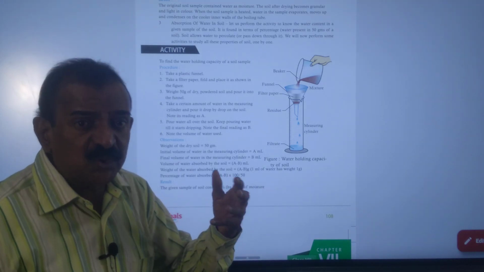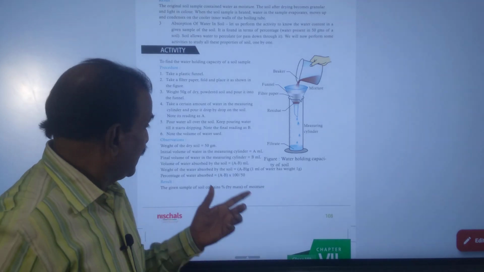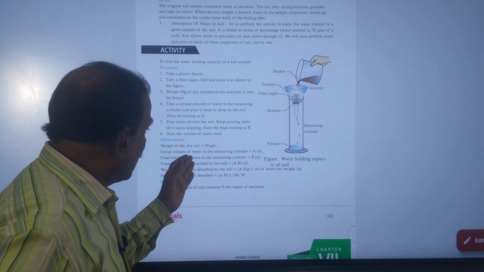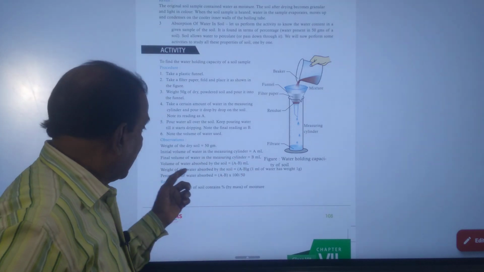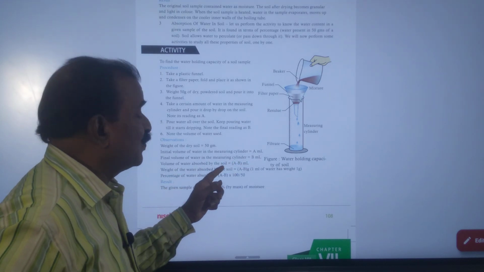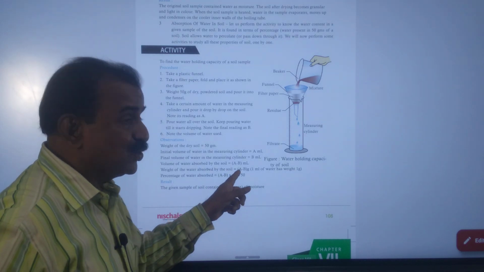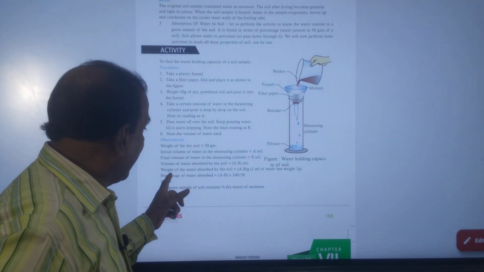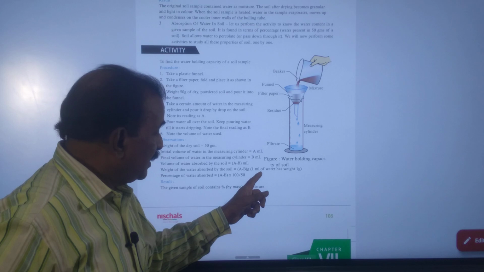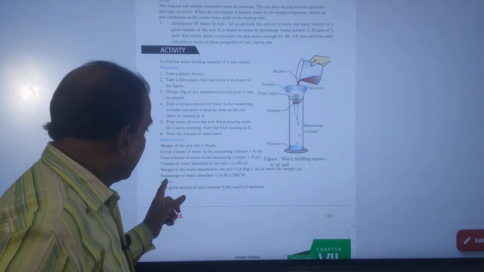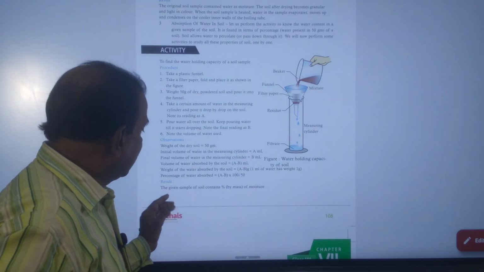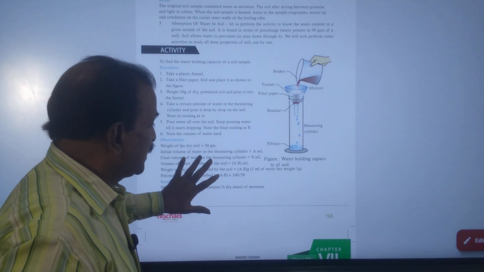So here the soil shows holding capacity of the water, and thereby you see the weight of the dry soil is 50 grams, already weighed, the initial volume of the water in the measuring cylinder is A, and the final volume of the water in the measuring cylinder is B. The volume of the water absorbed by the soil is A minus B, which gives milliliters of water, and the weight of the water absorbed by the soil is A minus B grams. 1 milliliter of water has a weight of 1 gram. Percentage of water absorbed is (A minus B) into 100 by 50, and the result is: the given sample of soil contains dash percent of moisture.